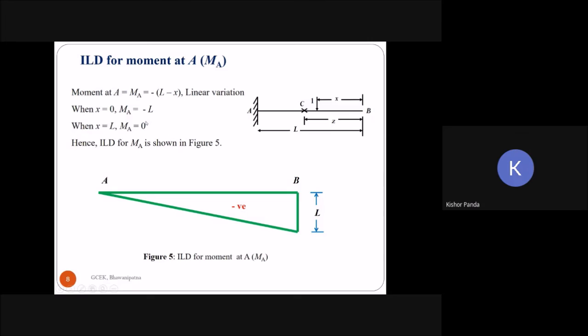So when x is equal to 0, that is at B, MA is equal to minus L. And when x is equal to L, MA is equal to 0. So this is minus L at B, and at A this is 0. So this is the influence line diagram for bending moment at A.